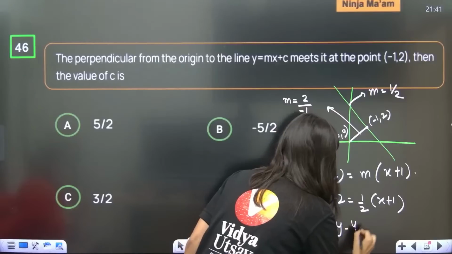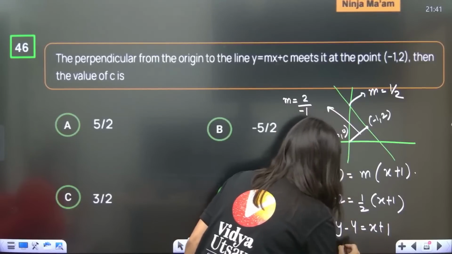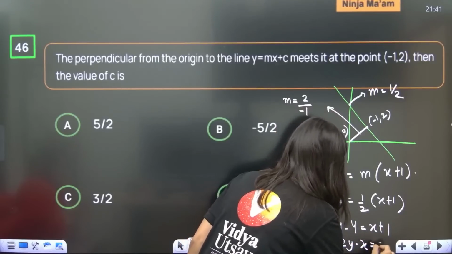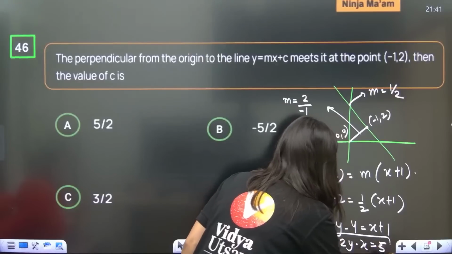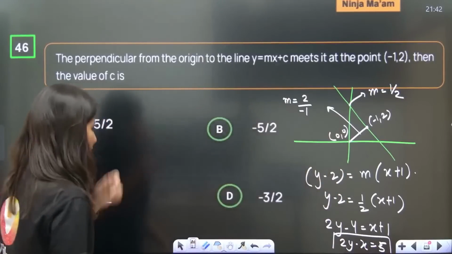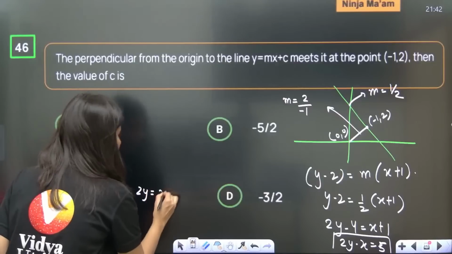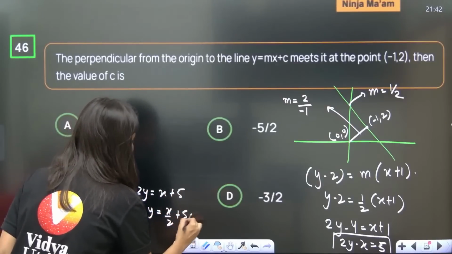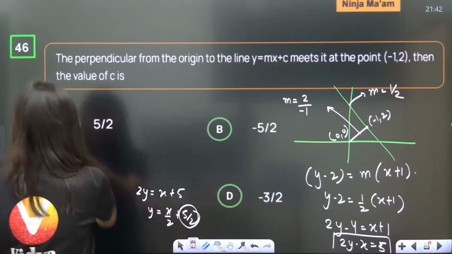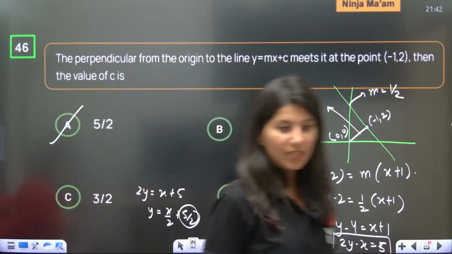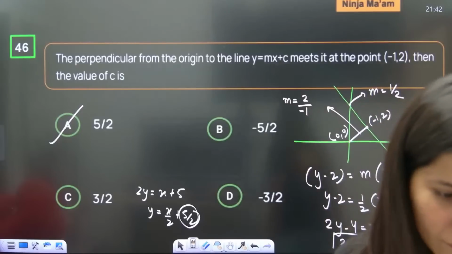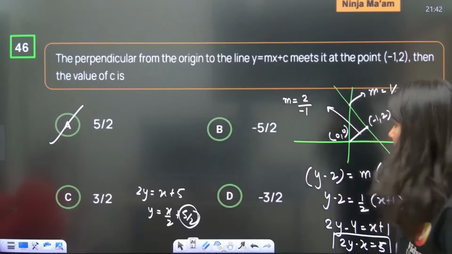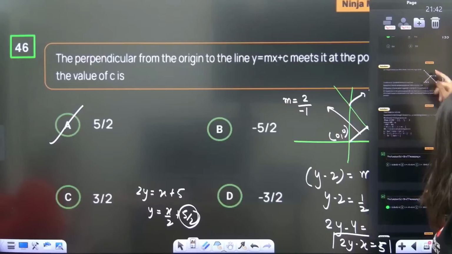2y minus 4 is equal to x plus 1. So 2y minus x is equal to 5. So 2y is equal to x plus 5. Y is equal to x by 2 plus 5 by 2. So this is c, 5 by 2. Option A is absolutely right. Okay. Everybody, yes, getting it, understanding it?